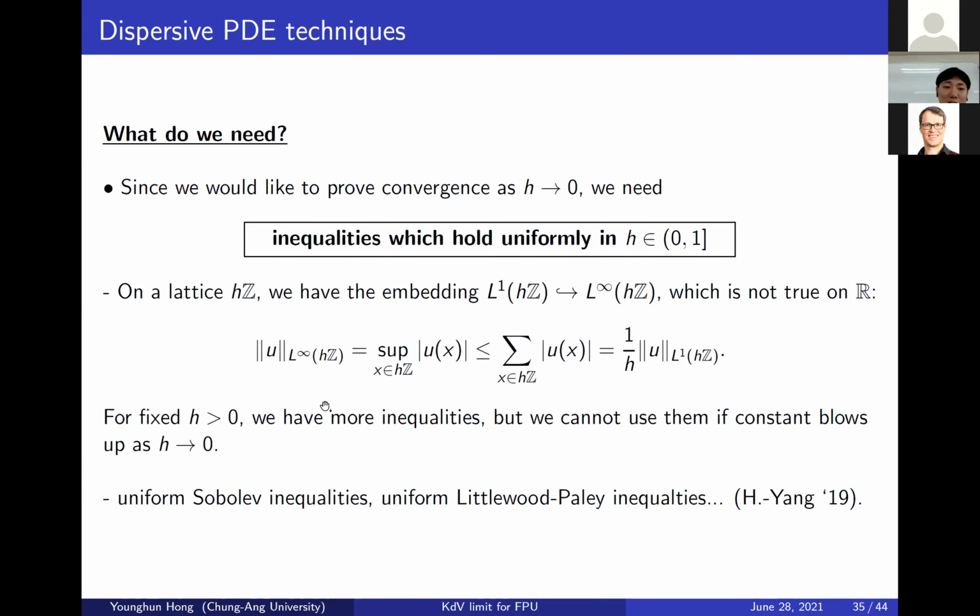For instance, the L infinity norm of U on the lattice can be bounded by the L1 norm like this, but this kind of inequality is not so useful in the continuum limit because the constant diverges as h goes to 0. So we cannot use this kind of embedding. We need inequalities holding uniformly in h. Fortunately, we have uniform Sobolev inequalities, uniform Littlewood-Paley inequalities, and so on.